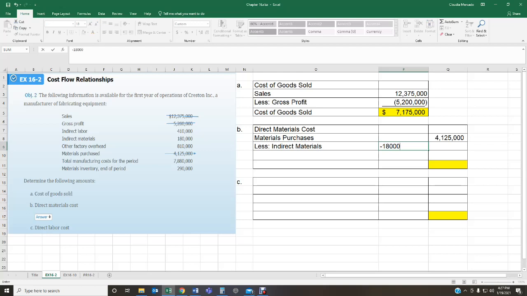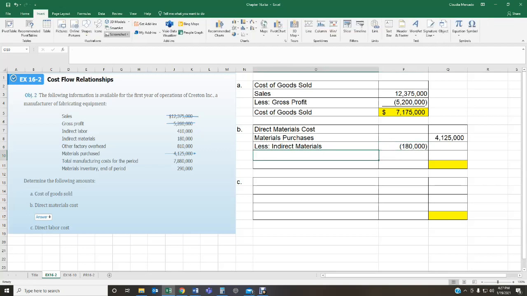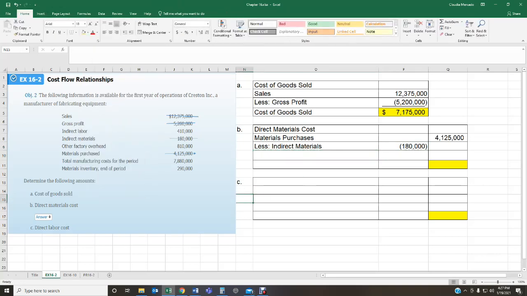of $180,000. Okay. I'm also going to subtract your ending inventory for materials. It says that you still have in your warehouse $290,000 worth of materials you haven't used. So why am I going to account for those materials if I haven't used them? They're still sitting in my warehouse. So I'm going to subtract my materials inventory as of end of period. Okay, so that would be $290,000.